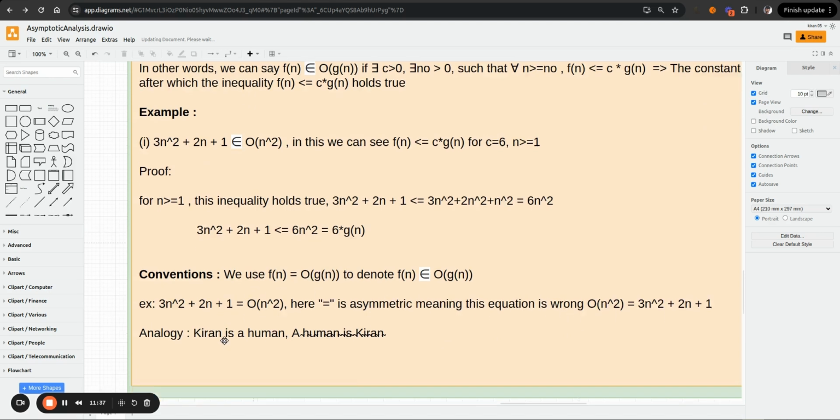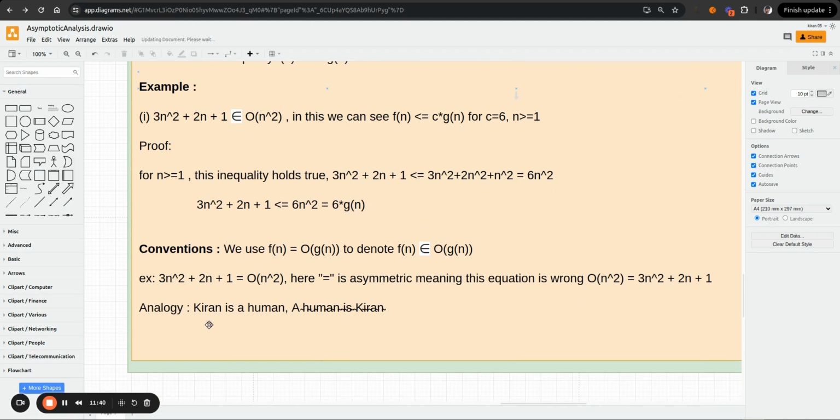Let us understand with an analogy. If we say Kiran is a human, it doesn't mean that a human is Kiran. Human is a collection of species, right? In the same way here, this is one of the values of this, but it doesn't mean that all the values of this are this. So the equality here is asymmetric. This is just a common convention which is used in many books. This is the common way in which they represent an upper bound of a function.